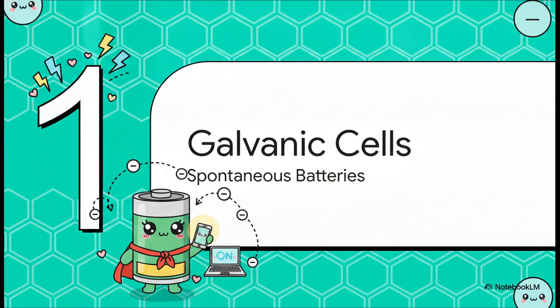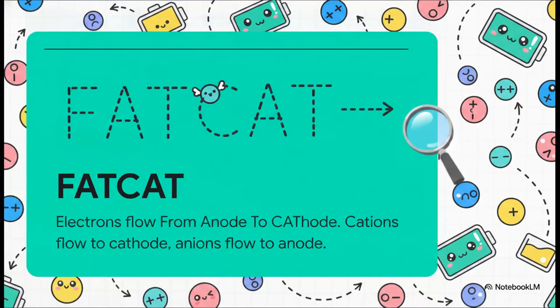Section 1. Galvanic cells. Okay, galvanic or voltaic cells. These guys are thermodynamically favorable, and they act exactly like the spontaneous batteries we use every single day to power our phones and laptops. To understand how they generate electricity, you really just need to remember one quirky but super powerful mnemonic: fat cat. This tells us that electrons always flow from anode to cathode, and while those electrons are zooming through the wire, cations flow to the cathode and anions flow to the anode through the salt bridge just to balance the charges. Think about it. If the anions didn't replenish the negative charges as electrons are lost, the whole battery would just instantly stop working.